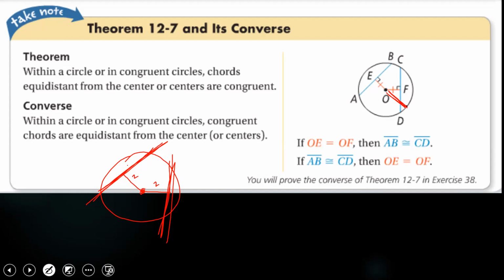Teacher, since the chords are congruent, does that mean their arcs are also congruent? Yes, we can conclude that arcs AB and CD are congruent too. We can join all the theorems that we took, so we can say that AB is congruent to CD.